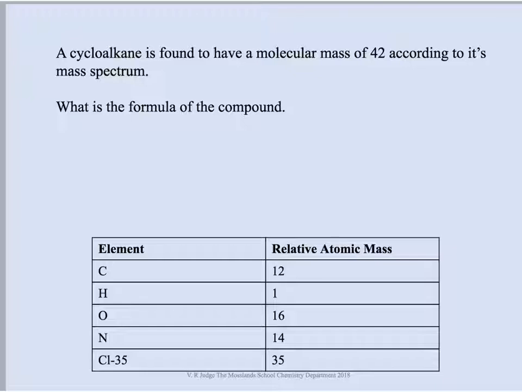Now I know that a cycloalkane has the same general formula as an alkene, so we're looking for something with the formula CnH2n, so twice as many hydrogens as carbons. If we look at the relative atomic mass of carbon, we've got 12. So let's start by considering cyclopentane. Cyclopentane would have 5 lots of carbon in it. That would give us a molecular mass straight away of at least 60. That's without the hydrogens added on, which is too high.